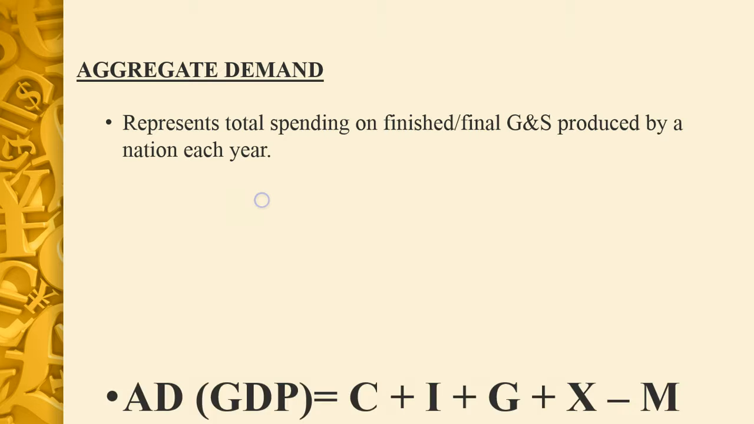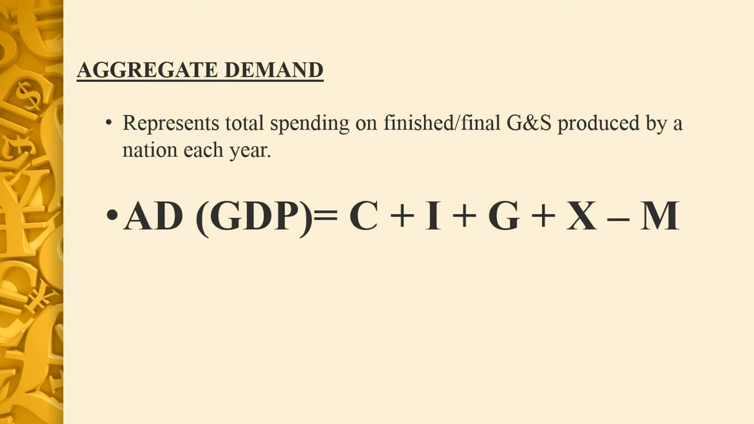And now what we're going to do is represent it by an equation. So aggregate demand, or GDP, it's the same thing, equals C plus I plus G plus X minus M. So let's have a look at each of those components and what makes it up.